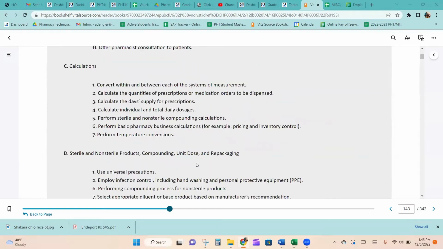Calculations: convert within and between each of the systems of measurement, calculate the quantities of prescriptions or medication orders to be dispensed, calculate the day supply for prescriptions, calculate individual and total daily doses, perform sterile and non-sterile compounding calculations, perform basic math.